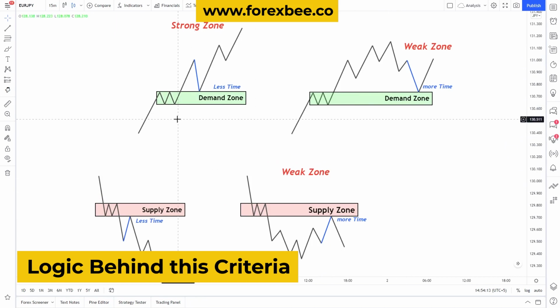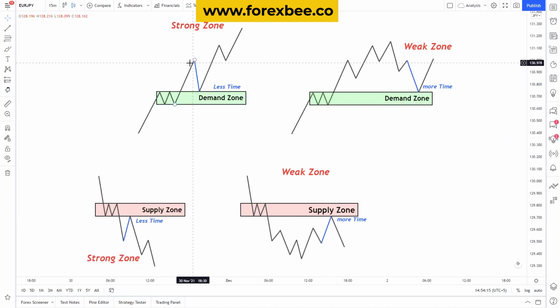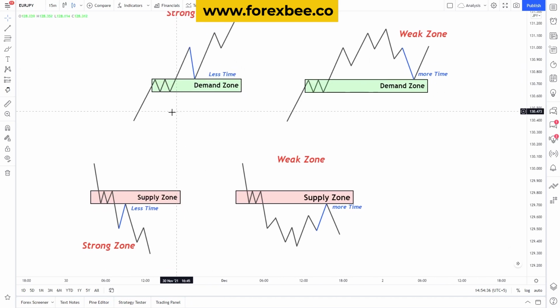Okay, so the logic is that if the price is coming back to a zone right after its formation, that means that the zone is strong because the orders are getting fulfilled right after its formation. The institutional orders are getting fulfilled. So in a demand zone, price goes back and picks the pending order. Okay, and in a strong supply zone, the price goes up after its formation and then picks the pending orders by institutions and then continues in the direction of the trend.